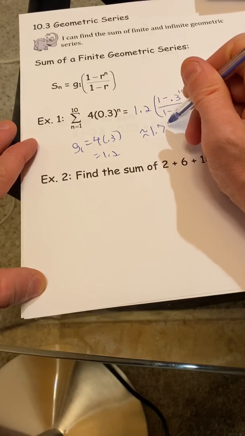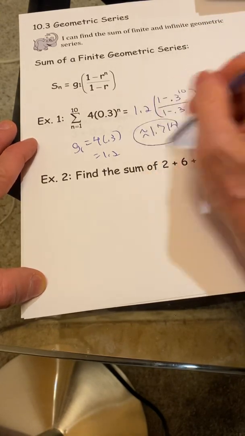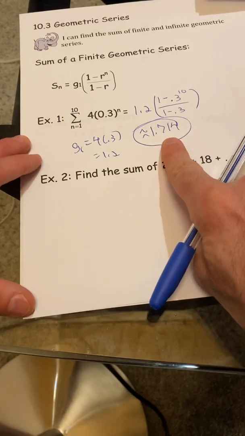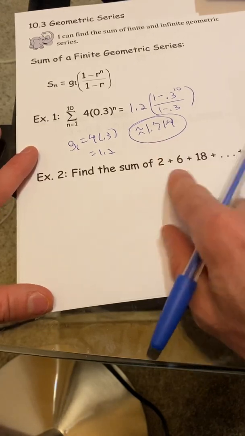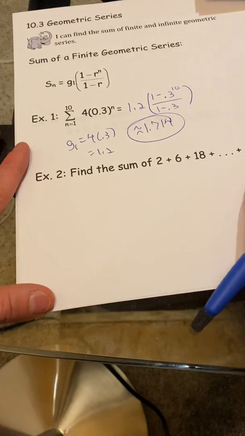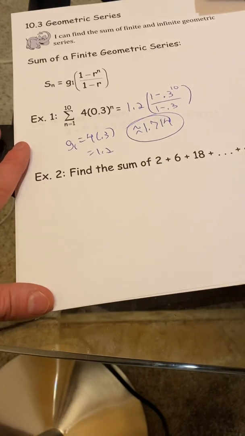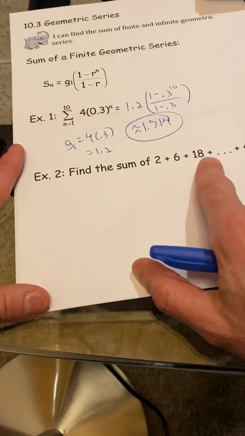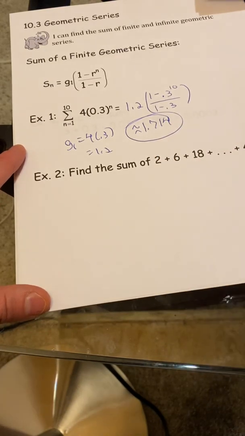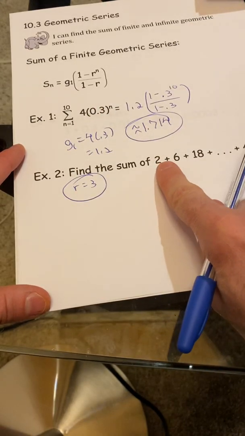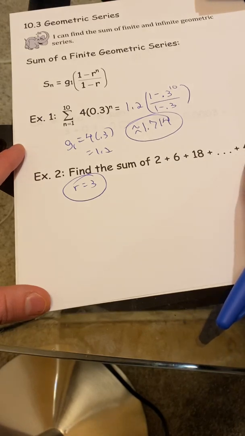Certainly as you work through things on Pearson, they'll probably tell you how far they want you to round if it's something you can't actually get as a fraction. Now, example 2 is a little different in that now they're telling us to find the sum. They give us the last term, so we actually have to figure out how many terms there are. You can look from 2 to 6 to 18 and find the pattern. From 2 to 6, the rate is 3. So we have to figure out which term is 486.